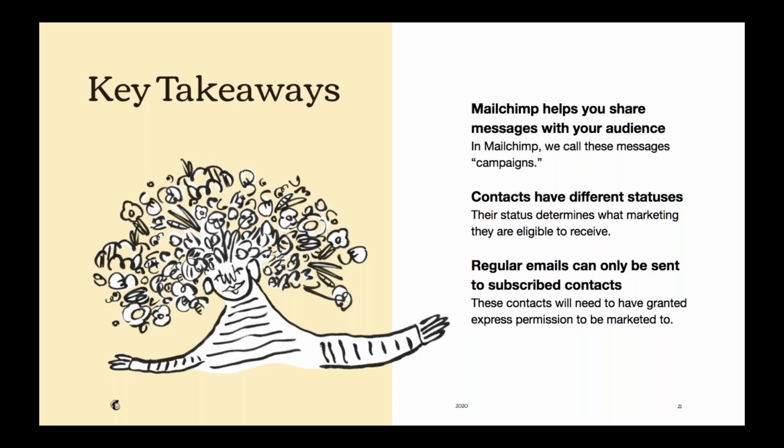We'll be creating a template as well as using that template to send out a regular email campaign a little bit later on in this tutorial. It's important to note in Mailchimp that regular email marketing can only be sent to your subscribed contacts who have given permission to be marketed to.